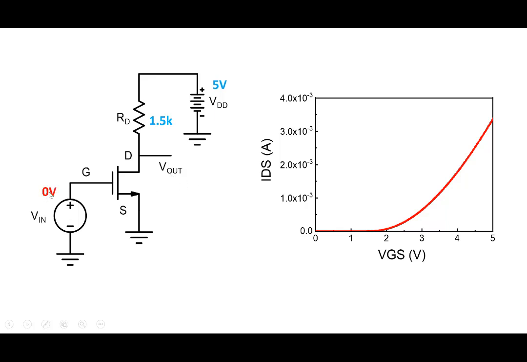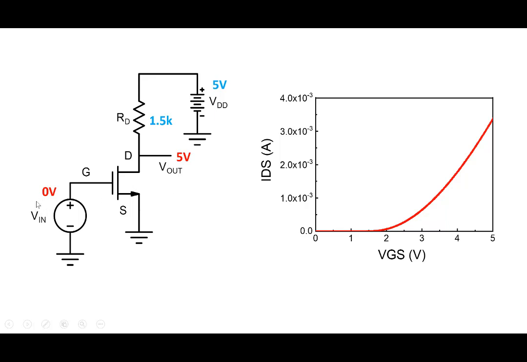So suppose I apply 0 volt. I'm at this particular point here, and as I said, the current is in picoamperes. So when picoamperes flow through 1.5K, the drop is negligible, and the output voltage is going to be practically 5 volt. So when we apply 0 volt, I get 5 volts at the output. Now you can see where I'm going. You apply a low voltage and you get a high voltage here.